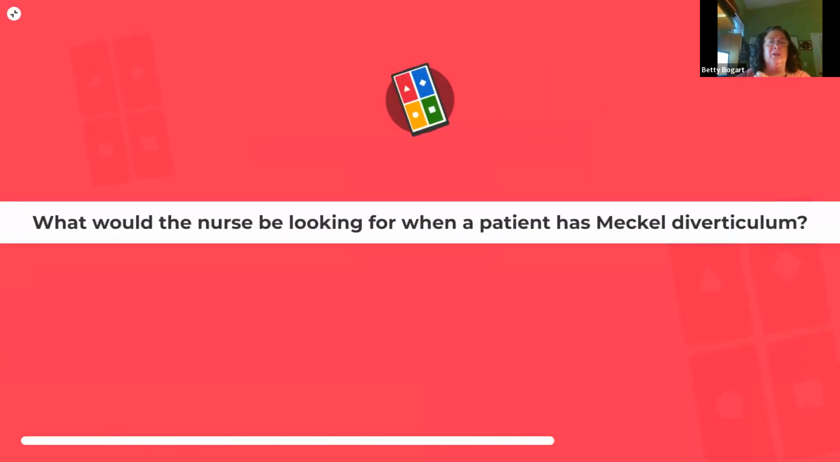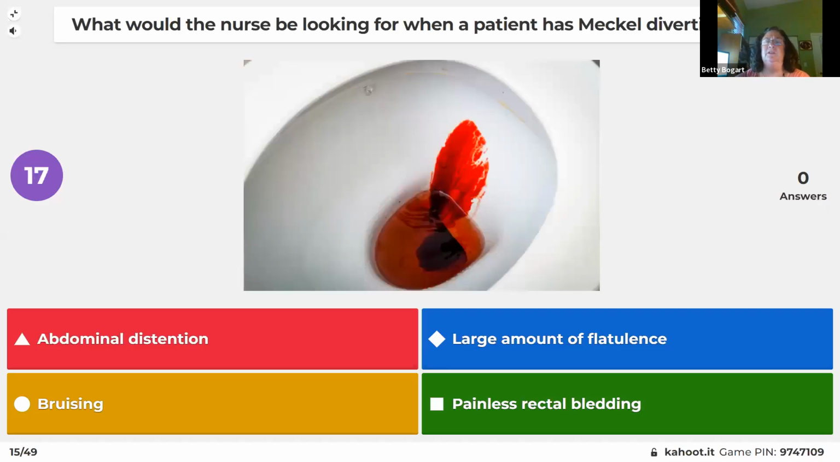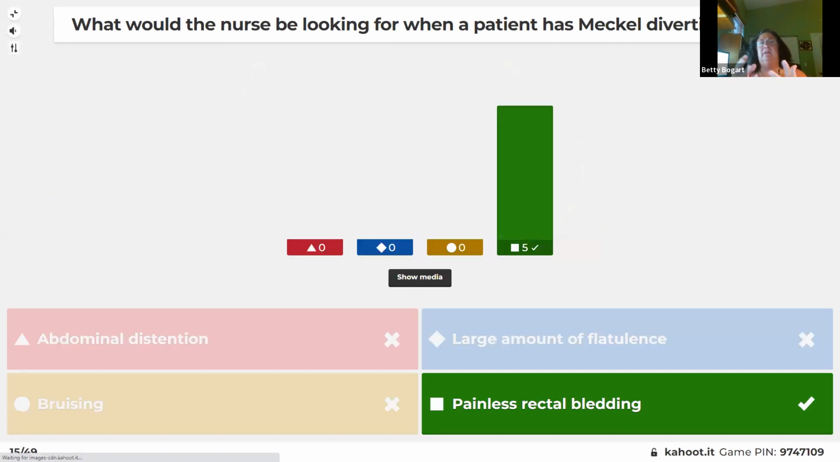What would the nurse be looking for when the patient has Meckel diverticulum? There's that little piece of tissue inside the intestinal tract and it rips. And that little tissue has a blood vessel in it. And what you see is painless rectal bleeding. Very good.